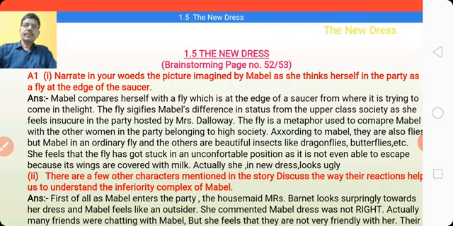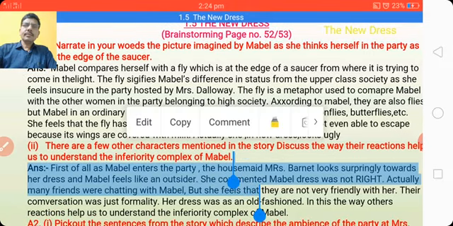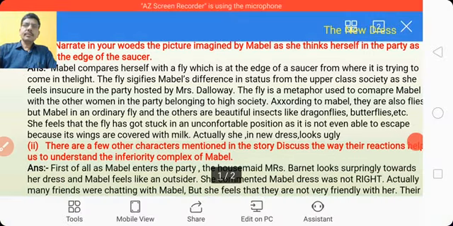Friends, you have been given the answer here. Why Mabel thinks herself as just a fly at the edge of the saucer. Here, Mabel compares herself with a fly which is at the edge of the saucer from where it is trying to fly out into the light. The fly signifies Mabel's difference in status from the upper class society.